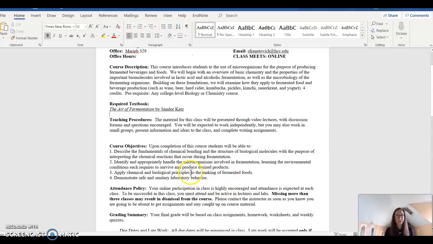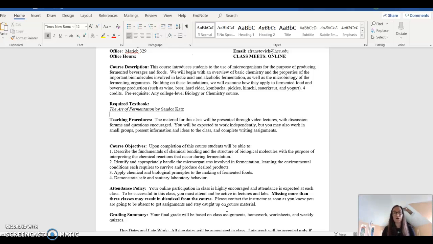I have the course objectives here. We're going to be describing the fundamentals of chemical bonding and the structure of biological molecules with the purpose of interpreting the chemical reactions that occur during fermentation. So we're looking at what's going on in the different organisms involved in fermentation.